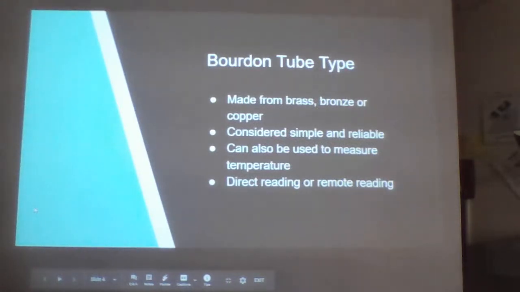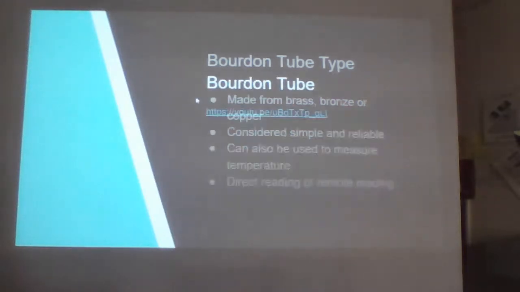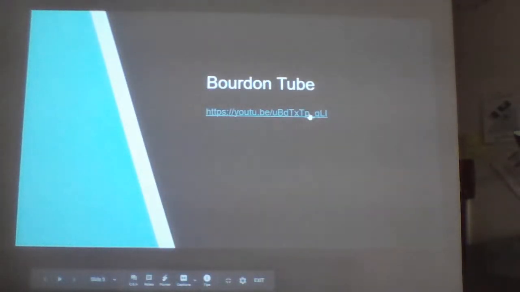The Bourdon tube type of mechanism is often made from brass, bronze, or copper. That's because those metals are easily malleable. The Bourdon tube is considered very simple and reliable. It can also be used to measure temperature. The Bourdon tube type device is a direct reading or remote reading. Here's a little video describing how the Bourdon tube works. This is something that you guys will need to explain to me in your lab projects.